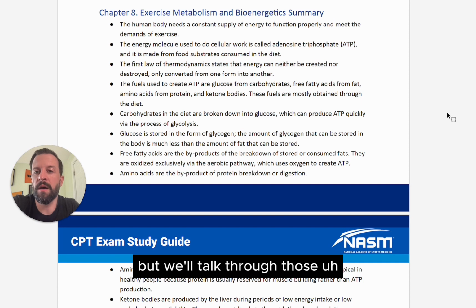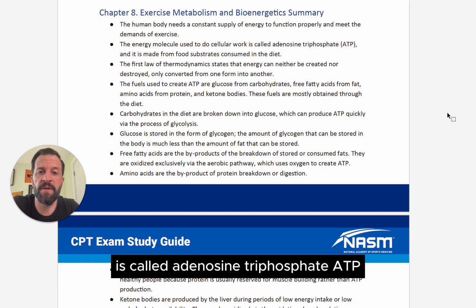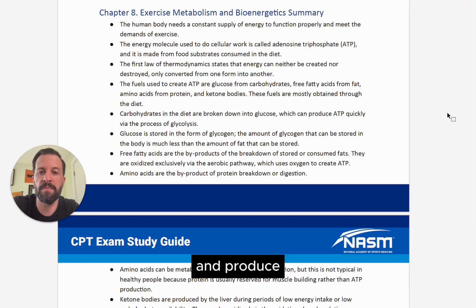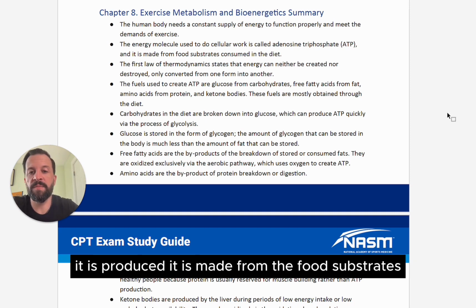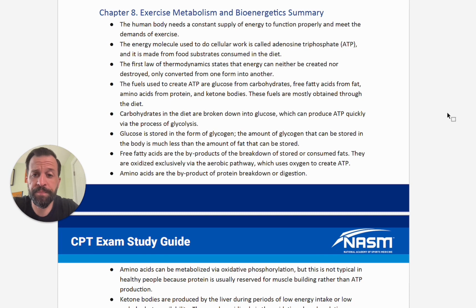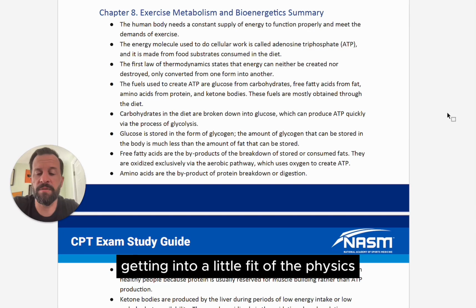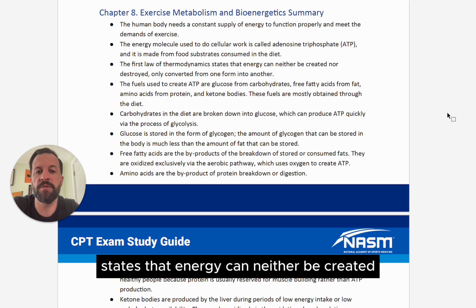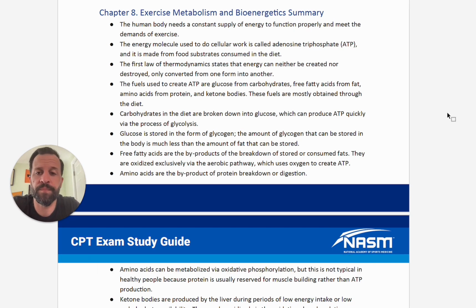The energy molecule used to do cellular work is called adenosine triphosphate, ATP. It is the most important energy molecule when it comes to being able to exercise and produce force, produce movement. It is made from the food substrates consumed in our diet. And so thinking through the first law of thermodynamics, getting into a little bit of physics, the first law of thermodynamics states that energy can neither be created nor destroyed, only converted from one form into another.